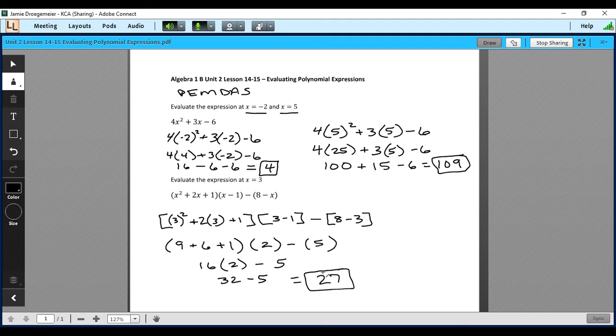So very similar to what we did with linear expressions. Just remember, you need to use your order of operations, pay close attention to those grouping symbols, and we should be in good shape.